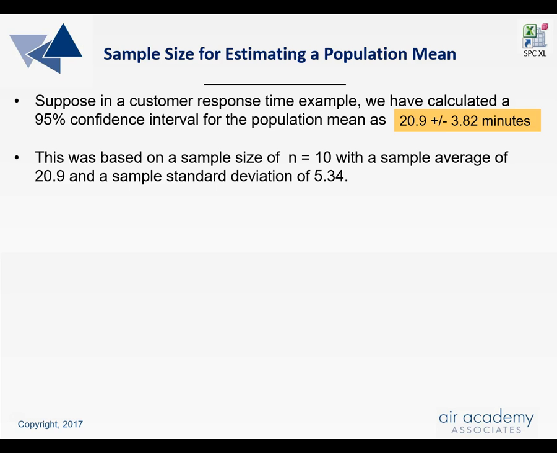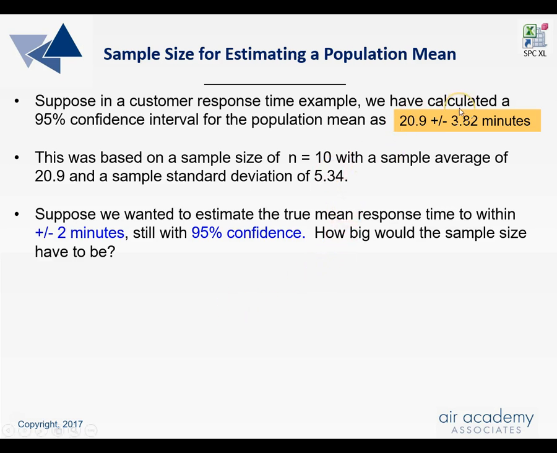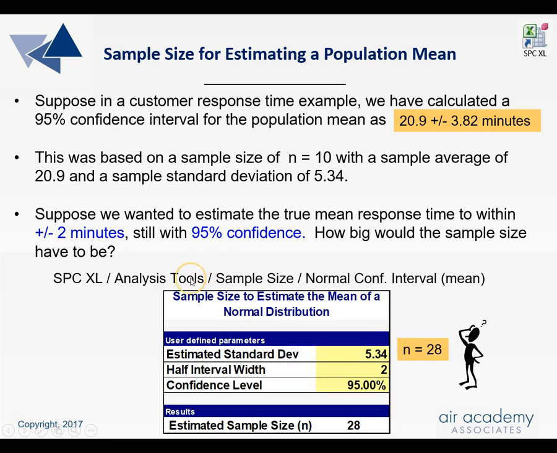Suppose instead of this 3.82 margin of error, which we consider to be too much, we want to estimate the true mean response time to within plus or minus 2 minutes. So we're wanting to cut this down from 3.82 almost in half to 2 minutes, but still have 95% confidence. How big would the sample size have to be? So to answer that question, we would go to SPC Excel, Analysis Tool, Sample Size, Normal Confidence Interval, Mean.